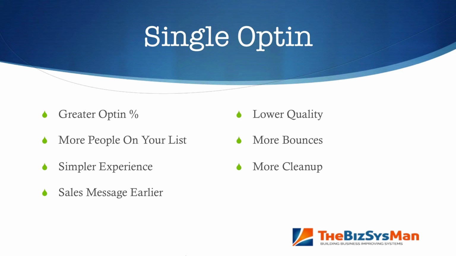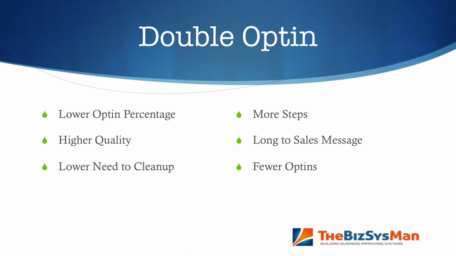You'll have less accurate lists, so you'll get more bounces, and you'll need to do a bit more clearing up and cleaning up of your list over time. But as I said, given that the quality of your list is now measured by its ongoing performance and not your initial performance, you should be cleaning up anyway.